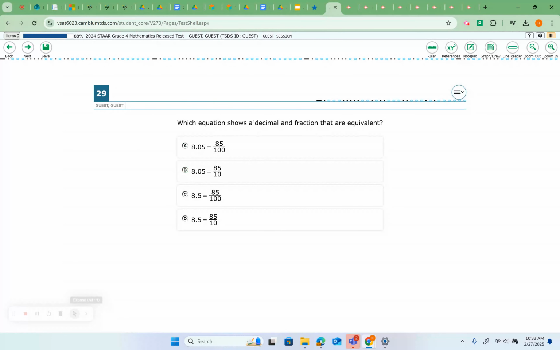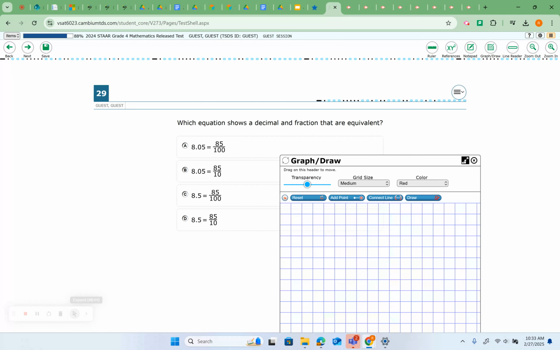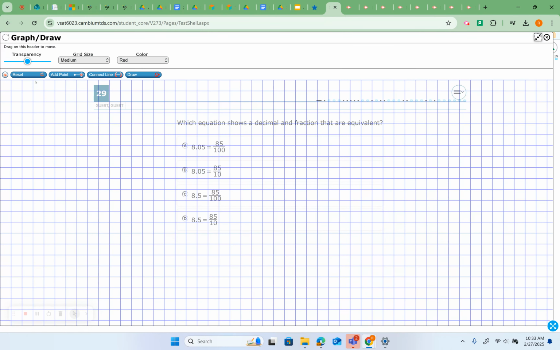Okay, it's equivalent decimal to fraction stuff, and here the grid paper really comes in handy. Everything comes in handy on this one. So let's take a look at this problem. I need to see which two are equivalent.